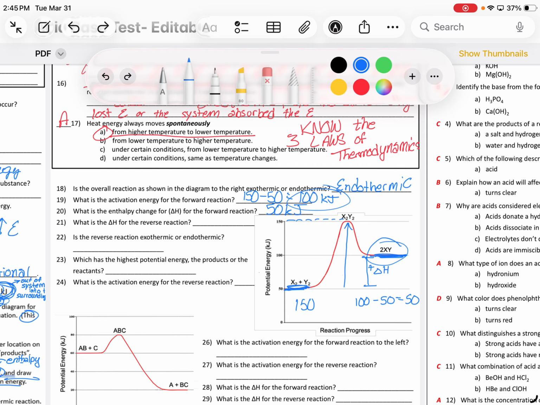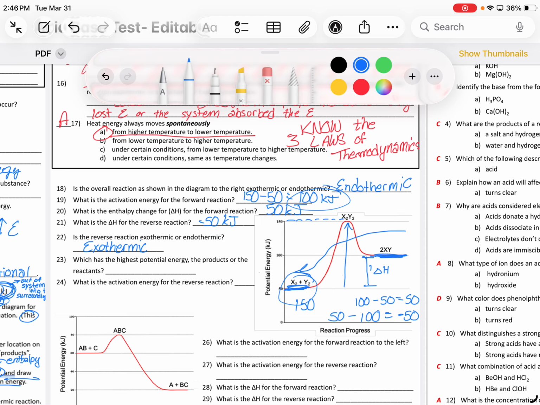Number 21, what is the delta H for the reverse reaction? So say we went from our products to our reactants, so we went in the backward direction. What's the delta H? Well, basically, we would say 50 minus 100. What is 50 minus 100? Negative 50. So that's negative 50 kilojoules. It would be an exothermic reaction, because we would be starting with more energy than what we finish with.